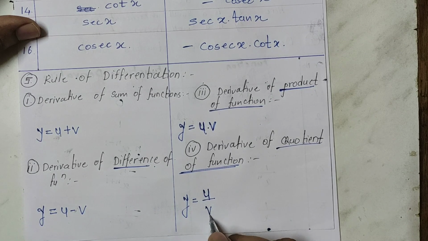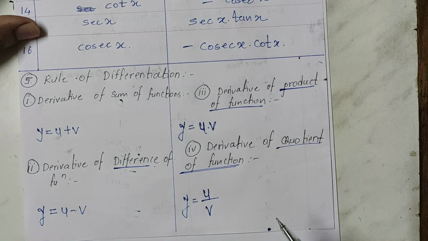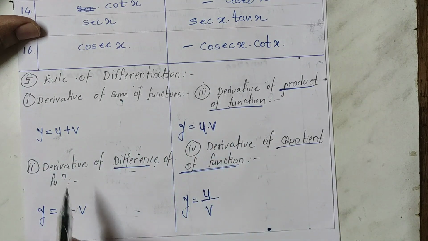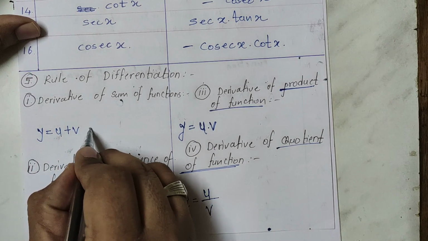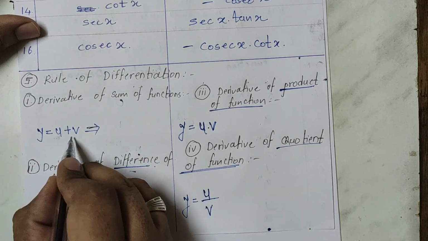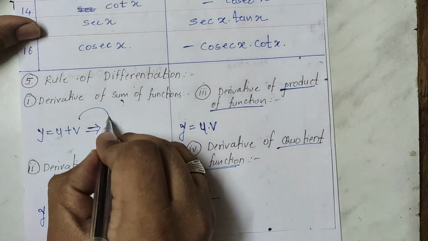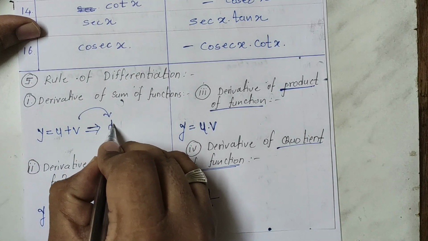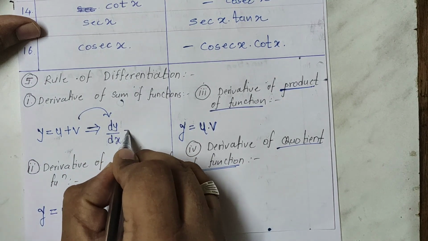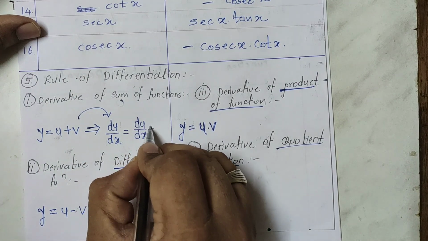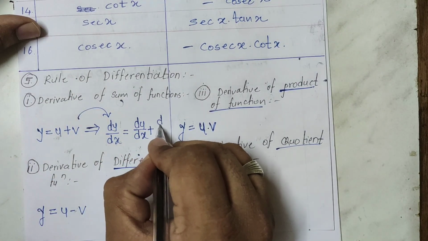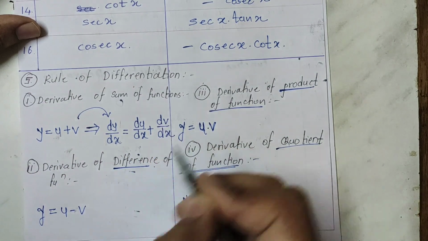Which form? Y is equal to u upon v form. Here in all 4 cases, u and v are already differentiable functions. U and v are differentiable functions, means we can find their derivatives. How? Here we see that if y is equal to u plus v, then how to find its derivative? Y derivative dy upon dx is u derivative du upon dx plus v derivative dv by dx.